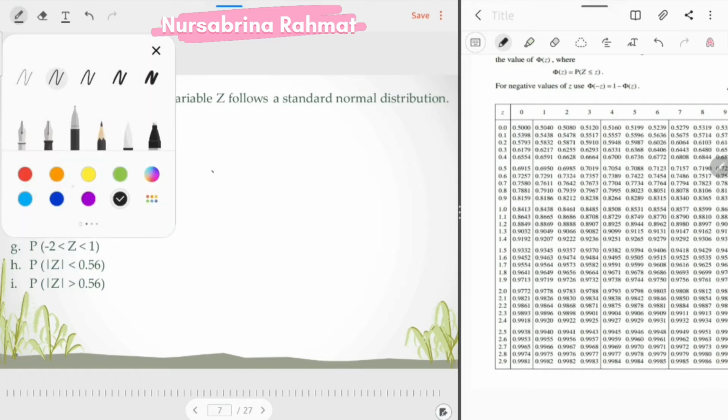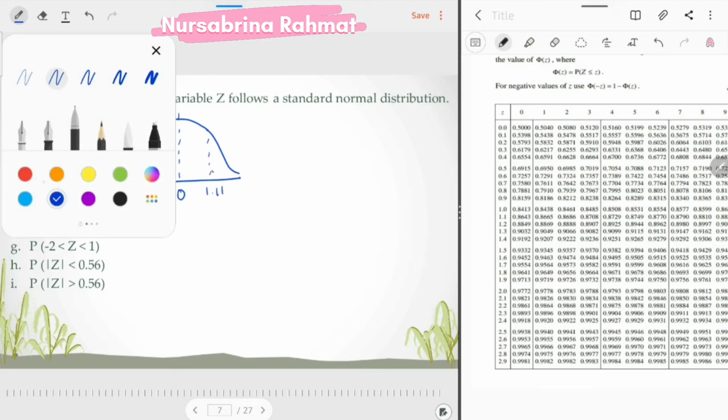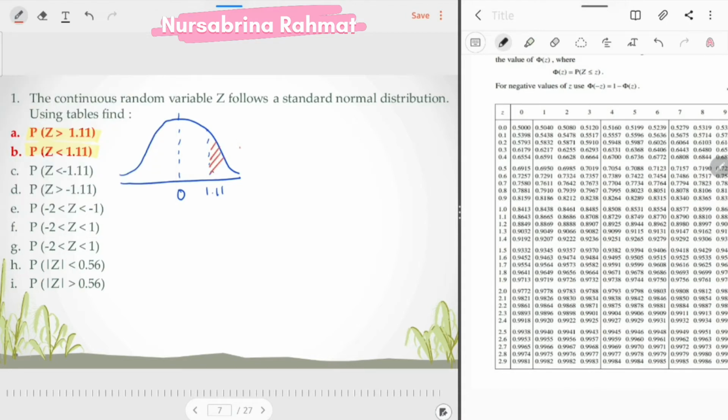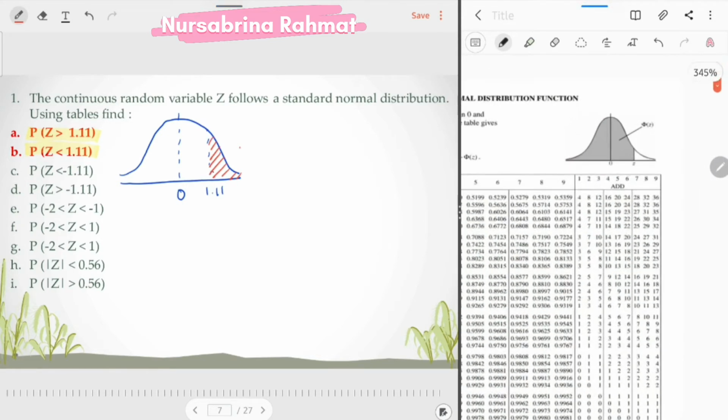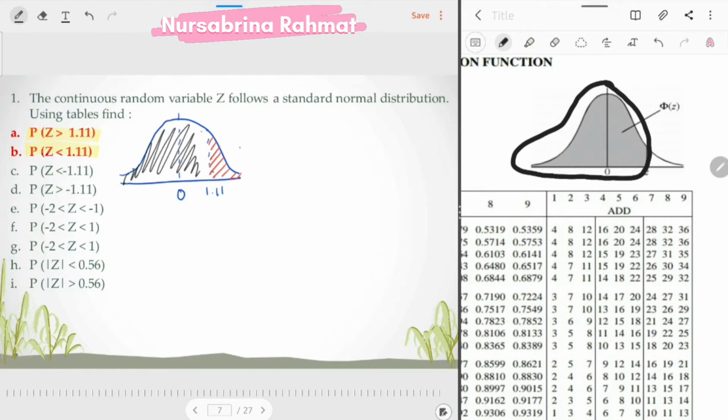P(Z is greater than 1.11). Let's say this is my bell curve. The one in the middle is 0, so 1.11 is somewhere around here. When it is greater, that means it's the shaded area in red. For your information, from the table we use Z is less than something to find the probability. So this value is for Z less than, which means it's for this region. But we want to find the red region.